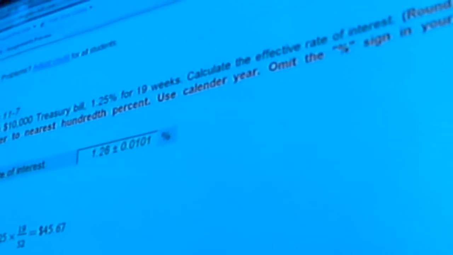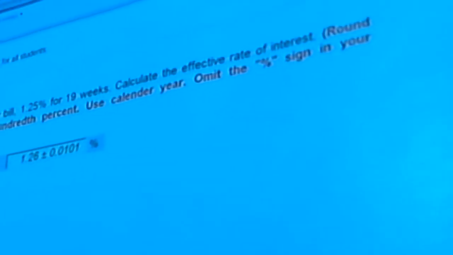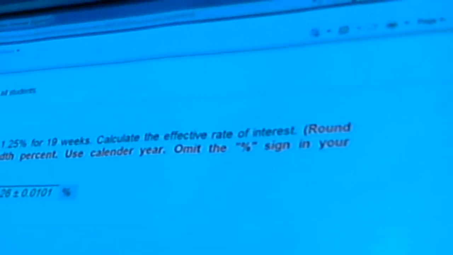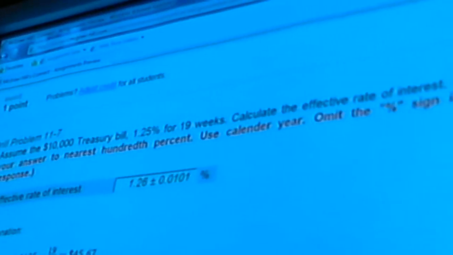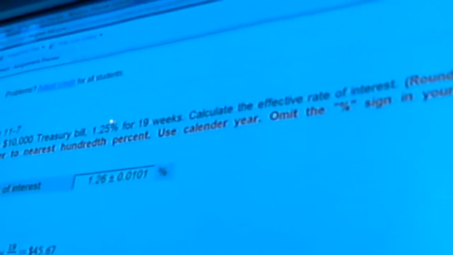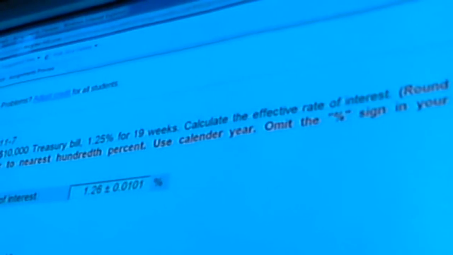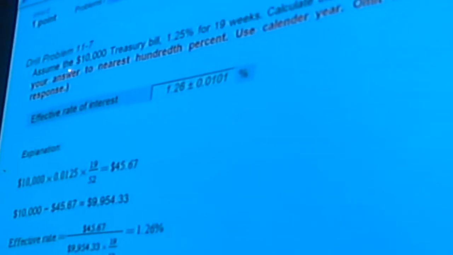Yes, number 5. Okay, the Treasury bill problem. They want to know what the effective interest rate is. What is the actual interest rate you're earning on the Treasury bill, as opposed to the stated rate in the problem? It's always going to be slightly higher. But let's go through the problem step by step.